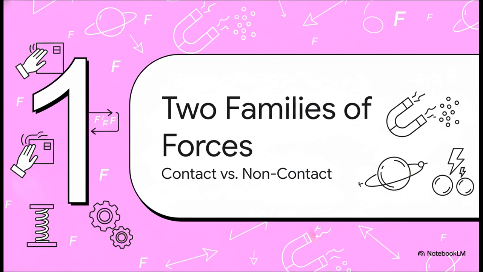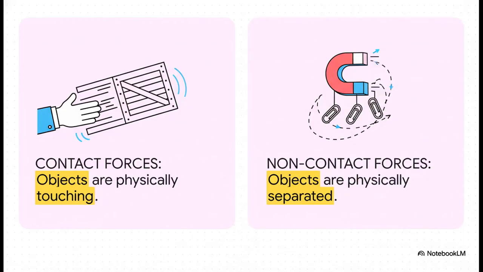So we know forces are vectors. Great. Now, let's see how we can sort them out. It's actually really simple. Every force you'll ever see in your exam belongs to one of just two families. You've got contact forces and non-contact forces. Yep, the names kind of give it all away, don't they? A contact force is exactly what it sounds like. It happens when objects are physically touching, like you pushing a door open or kicking a football. A non-contact force, on the other hand, can act over a distance when the objects are completely separate. Think about a magnet pulling a paperclip towards it.